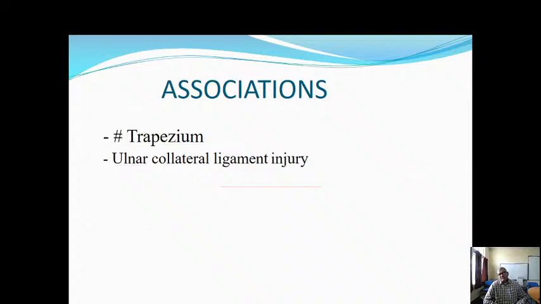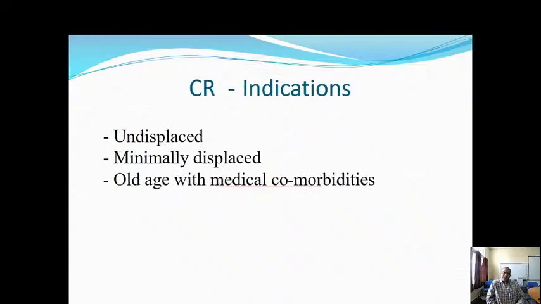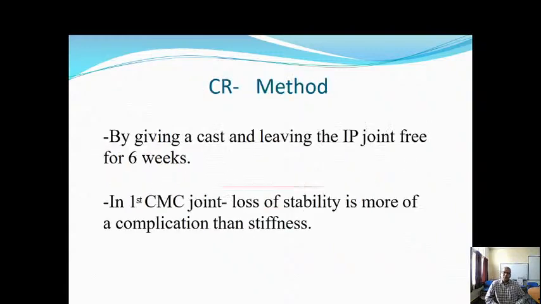Associated injuries include fractures of the trapezium and ulnar collateral ligament injury. Treatment options are closed reduction, closed reduction and internal fixation, and open reduction and internal fixation. The indications for closed reduction are an undisplaced fracture, or a minimally displaced fracture in an old person with medical comorbidities. The method is by giving a splint or a cast, leaving the IP joint free.